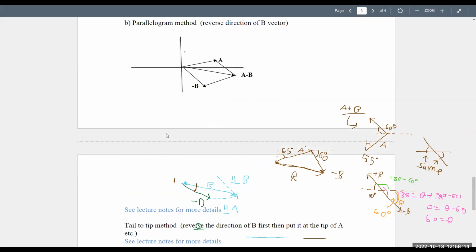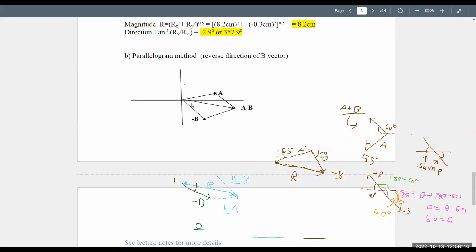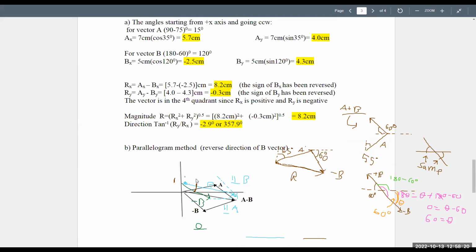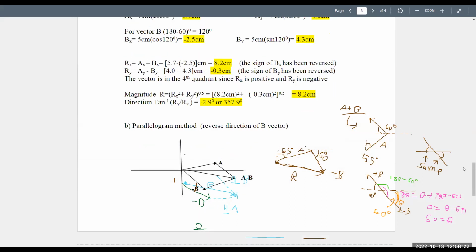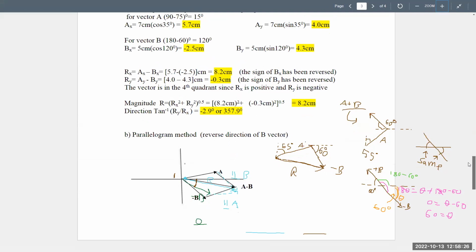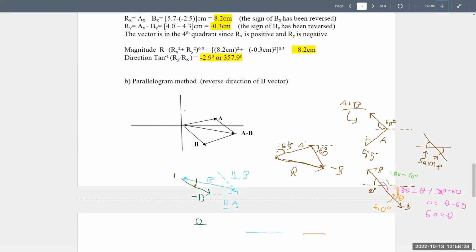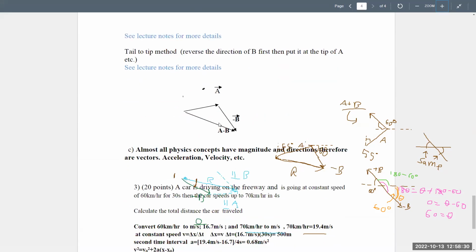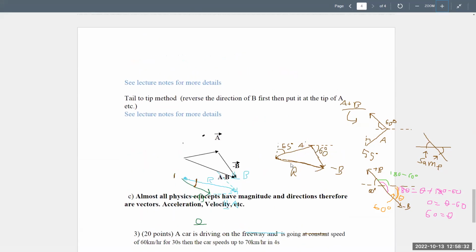Just make sure the drawings are fine. Jesse, that's the parallelogram method that we did here. If you put it, it's probably going to line up kind of the same. Yeah, I did the B a little weird. And then that's the tail to tip method that we did here. She didn't actually include angles because it's just the idea of it.